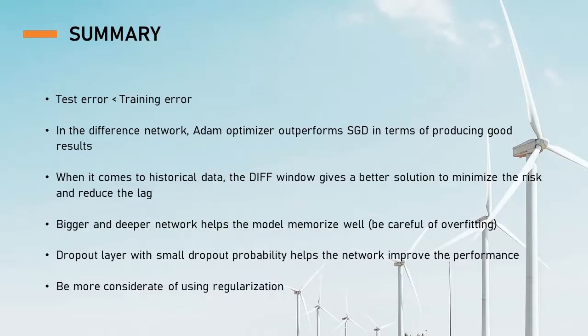In summary, we have our test error smaller than training error. In the difference network, Adam optimizer outperforms SGD in terms of producing good results. When it comes to historical data, the diff window gives a better solution to minimize the risk and reduce the lag. A bigger and deeper network helps the model memorize well, but always be careful of overfitting. A dropout layer with small dropout probability helps the network improve the performance. And finally, be more considerate of using regularization.